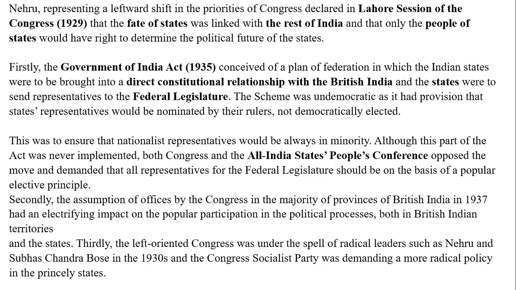Why was this scheme looked upon as not very fruitful? Because in this particular scheme, the representatives were to be sent, okay? And these representatives were to be only nominated. So the representatives from the princely states, which were to be sent to the federal legislature, were just nominated by rulers and not democratically elected. And why was this the case? Because the British knew that this would ensure that the national representatives would always remain in a minority.